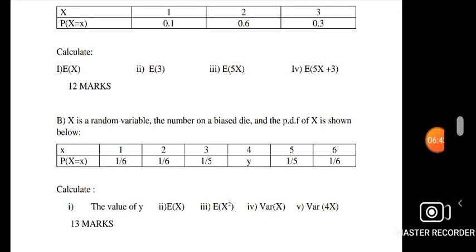Part B says x is a random variable, the number on a biased die, and the PDF of x is shown below. X being 1 to 6 are the values that x can take on, with the probabilities of the corresponding numbers in fraction form. Calculate, one, the value of y. How do you find the value of y? There's a missing probability. Let's establish common ground: the y they are looking for is a missing probability value. How do you find a missing probability amongst other probabilities? We only remember one rule: all probabilities add up to 1. So we can use that rule and solve for the value of y, as you will see on the next screen.